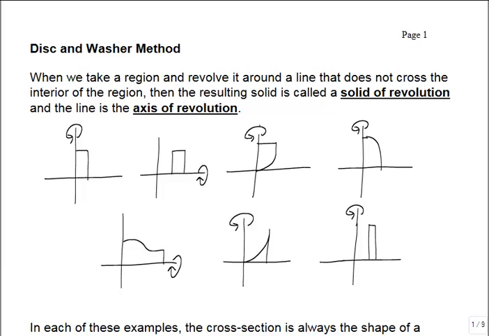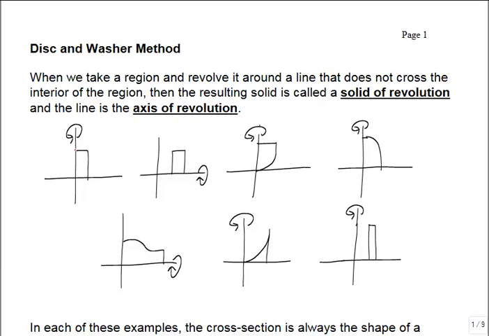Welcome to the video lecture on the disk and washer method. In this video lecture, we're going to take our first look at volumes of revolution. When you take a region and revolve it around a line that does not cross the interior of the region, then the resulting solid is called a solid of revolution, and the line is the axis of revolution.